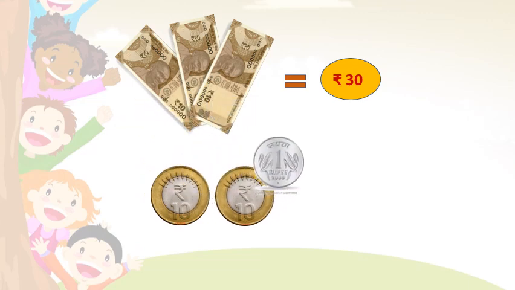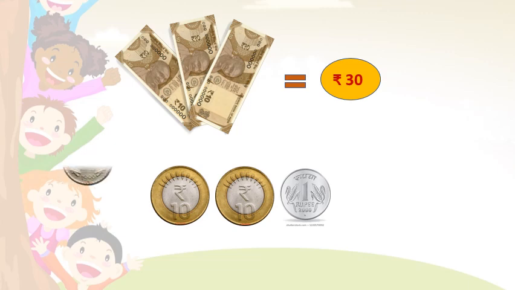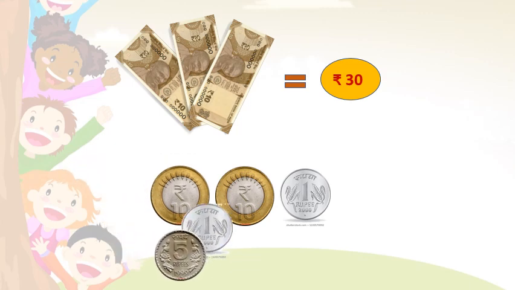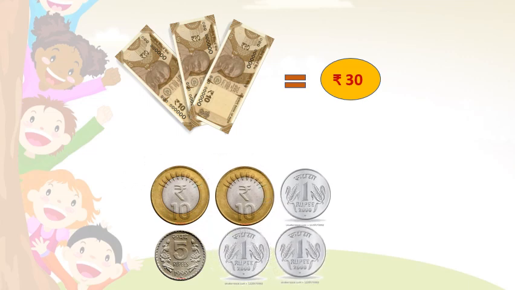2 10 rupees coin. Then 1 rupee. Here we can see 5 rupee coin. One more 1 rupee coin is there. And one more 1 rupee coin is there. Yes, dear students, please tell me what is the total value of these coins?